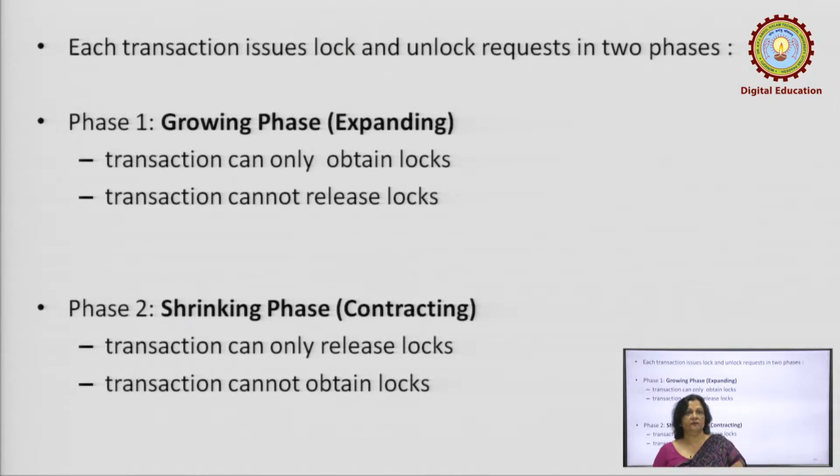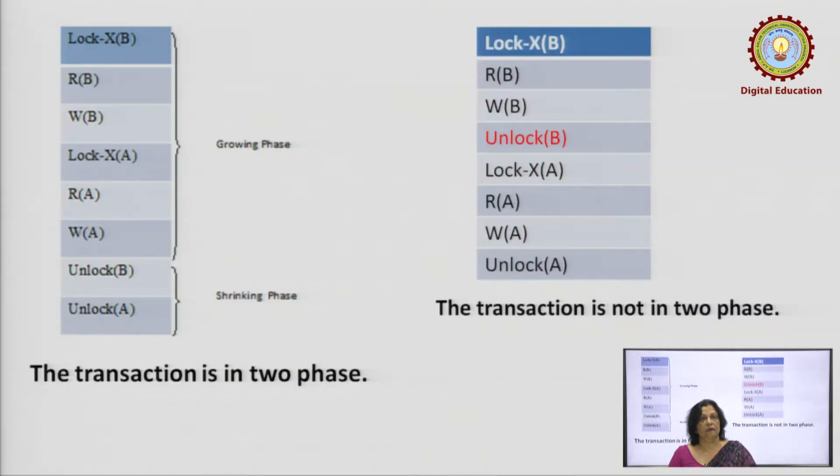During the growing phase, the transaction can only obtain the locks, it cannot release any lock. Whereas, during the shrinking phase, the transaction can only release the locks, it cannot obtain any lock. Consider these two transactions. In this transaction, there is an exclusive lock on A here, unlock B, unlock A. So, first all the locks are being acquired and then the locks are being released. So, this transaction is said to be in two-phase locking.